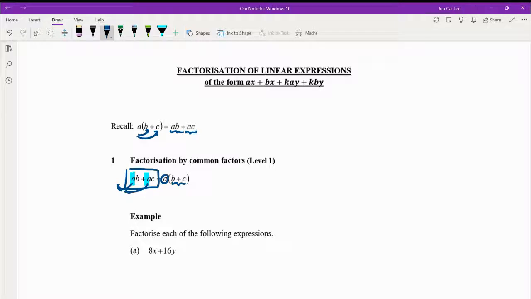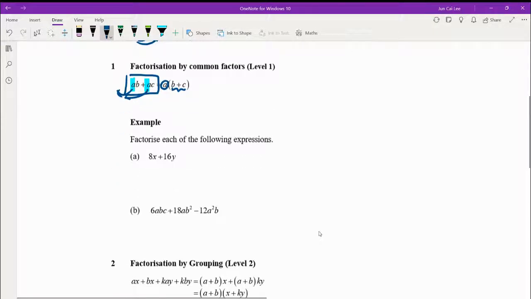As an example, if you look at part A, you have 8x plus 18y. Notice that each of these terms has a common factor of 8. So if you take out 8 from both of the terms, what is left will be x and 2y, and you sum them up within this bracket. You can check that your answer is correct by expanding it and seeing.